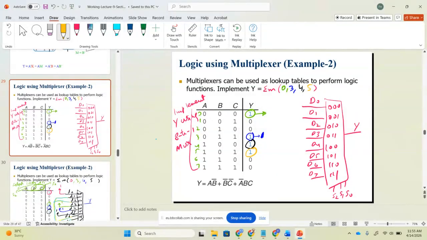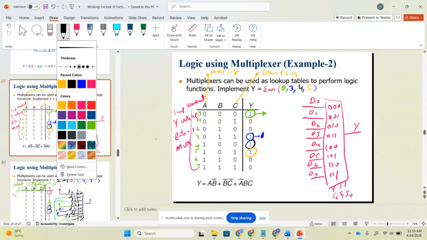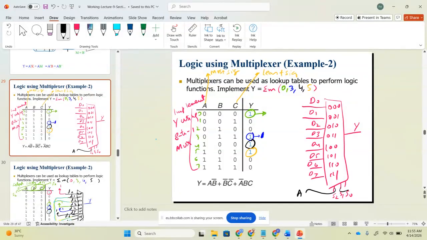Now, if you look at here, then we have 3 inputs, A, B, and C. So please remember, A is the most significant and C is the least significant. So the most significant should be connected to what? A should be connected here. So we should connect A here, then B here, and then C here. Any question?